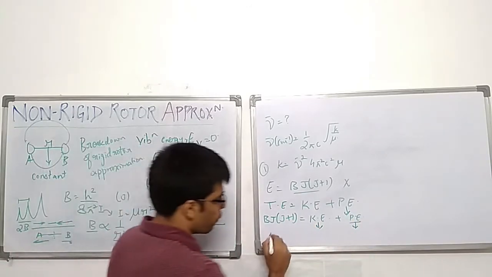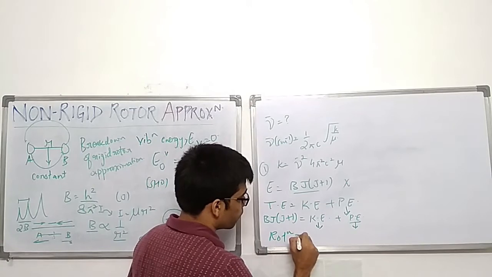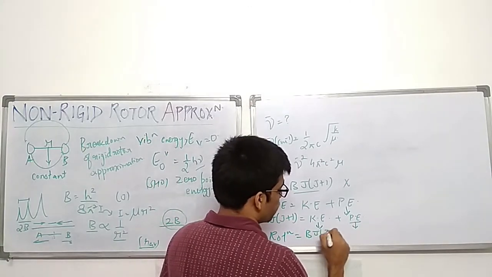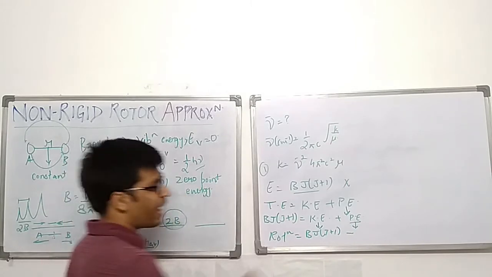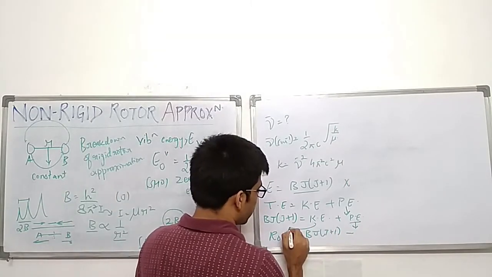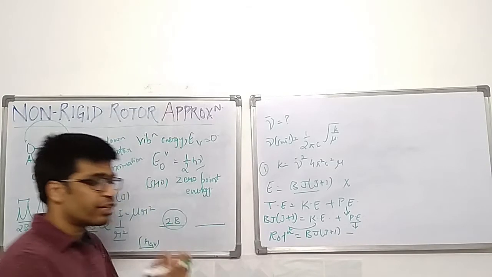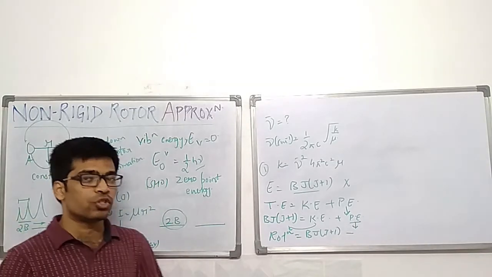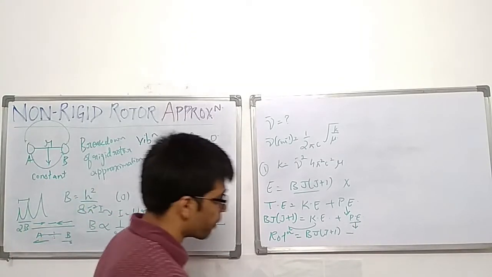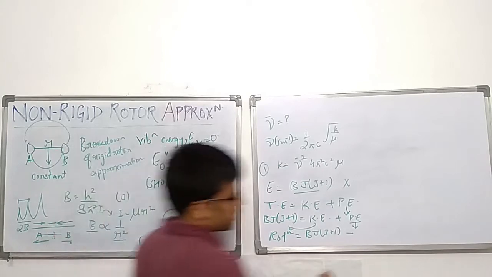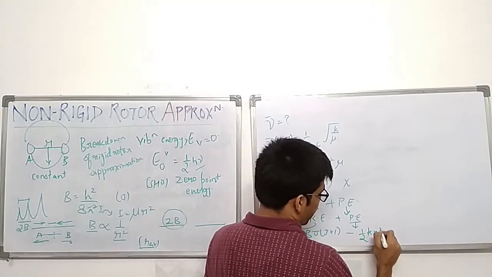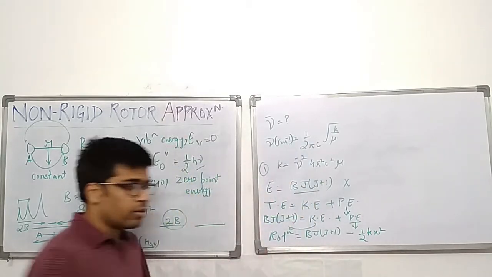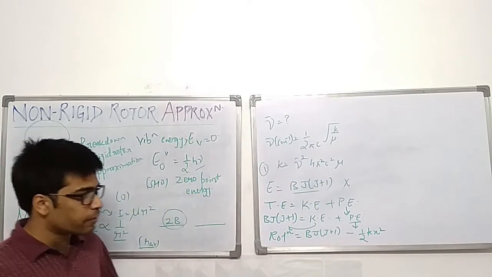So that means if I want to find the rotational energy, that would be BJ(J+1) minus this potential energy, and this kinetic energy is actually the rotational energy, because that's the only motion that the molecule is doing, right? Okay. Now consider in classical physics, this would be what? Half kx square, the potential energy of a simple harmonic oscillator.